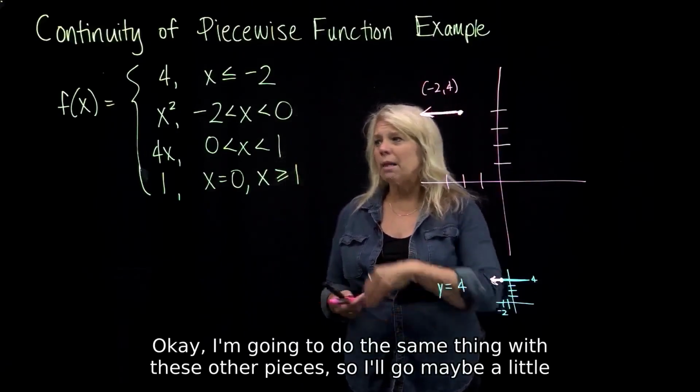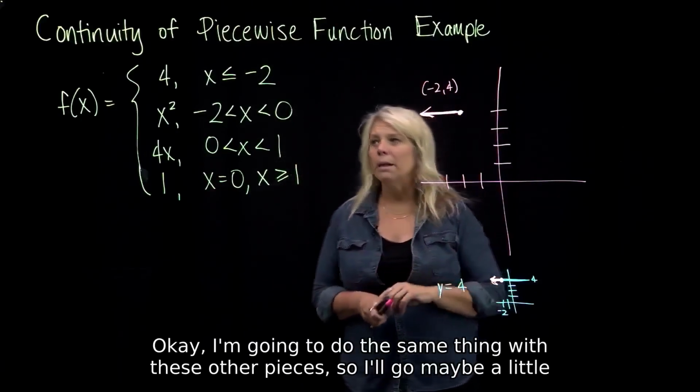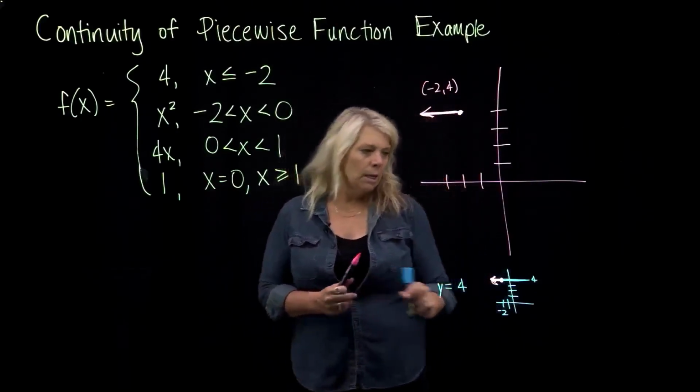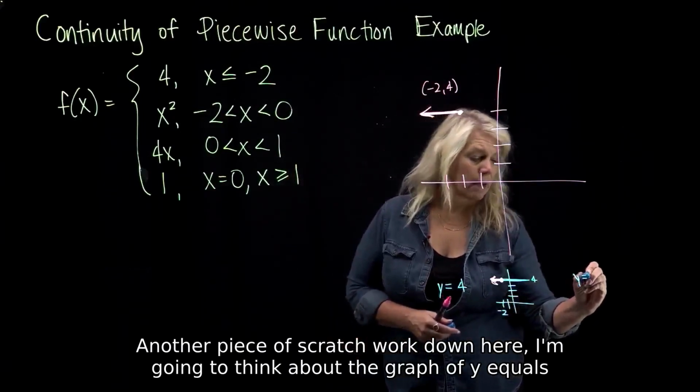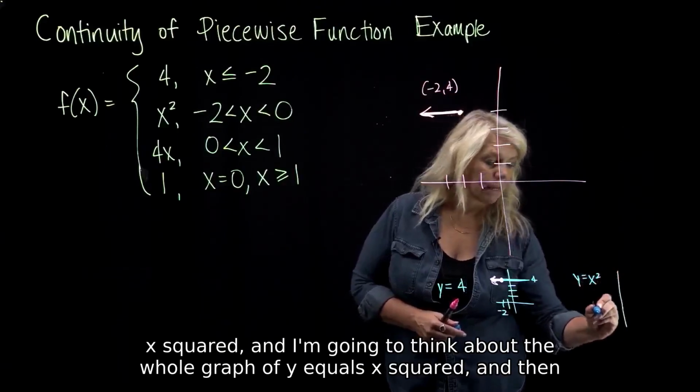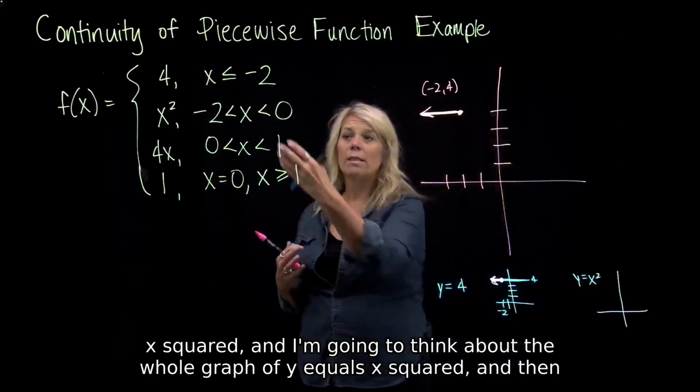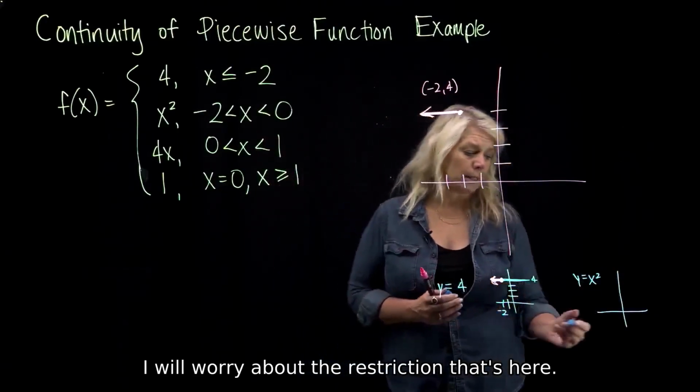Okay, I'm going to do the same thing with these other pieces, so I'll go maybe a little bit faster through some of those. Another piece of scratch work down here, I'm going to think about the graph of y equals x squared. And I'm going to think about the whole graph of y equals x squared, and then I will worry about the restriction that's here.